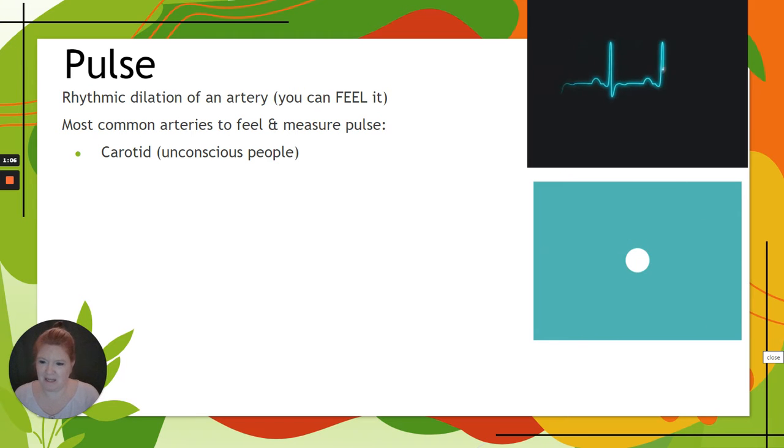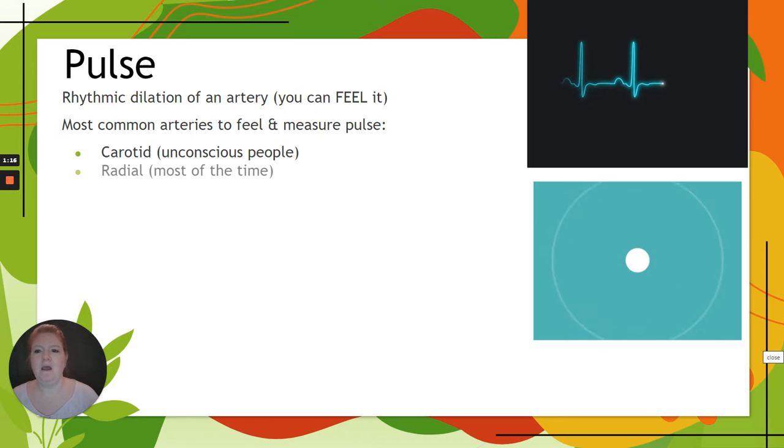Why would you not want to use that in someone who's not unconscious? Well, it's a little bit aggressive and invasive. So I'm going to use something a little bit less intimidating for most people most of the time. So where's that? That's the radial artery. So here is my forearm. On the thumb side right here, I can measure my radial.